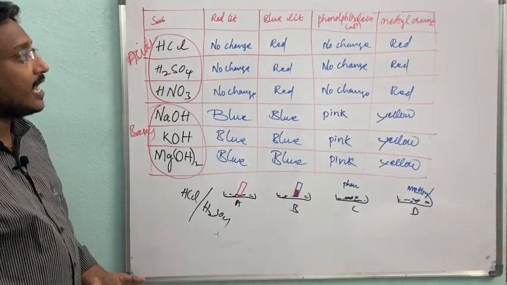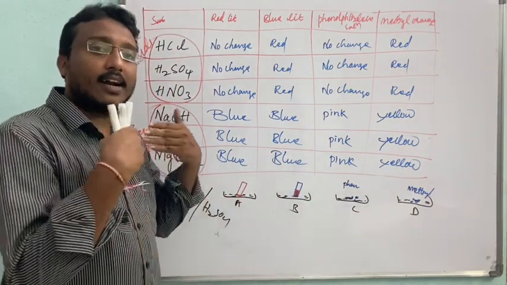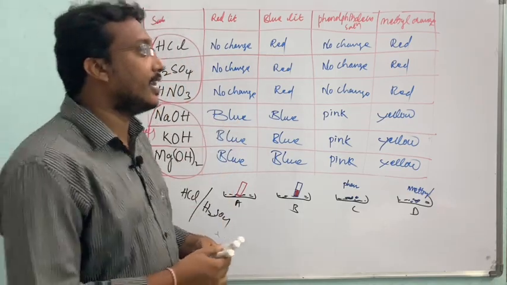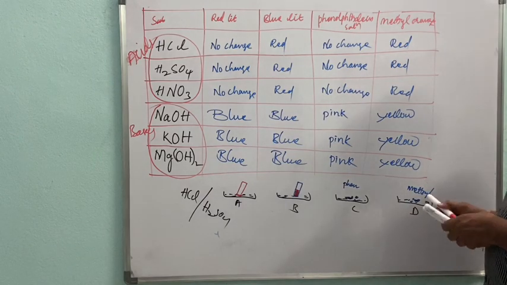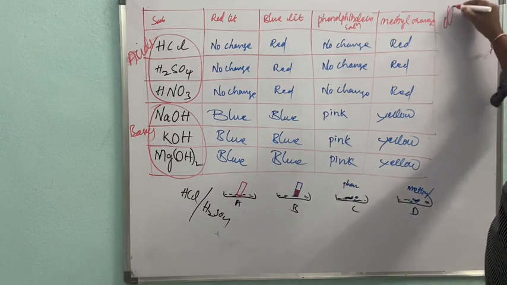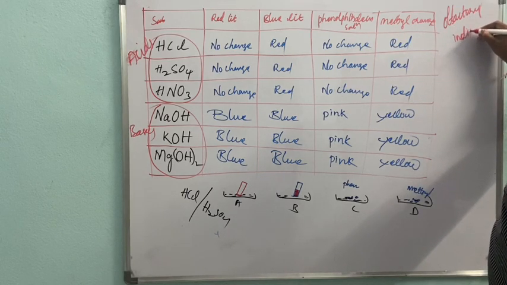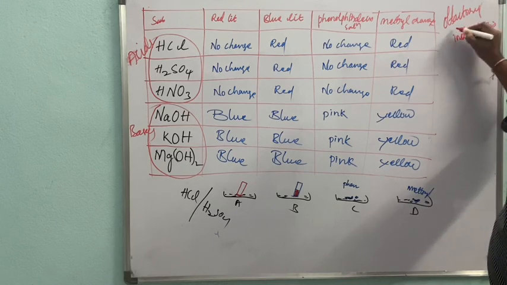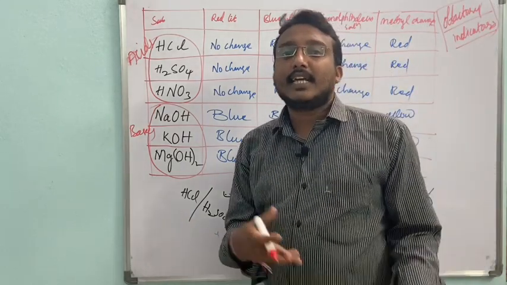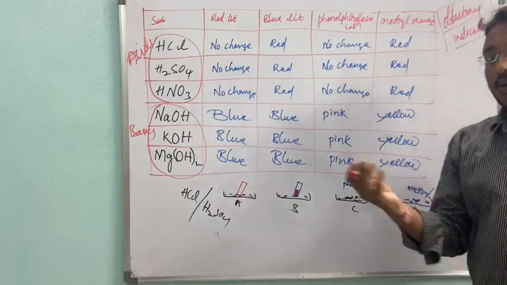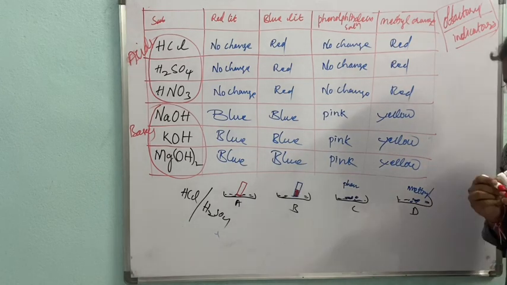And not only this, some substances change their odor. Such kind of indicators, when we add them to acid or base, change their odor. The indicators which can change their odor when added to acids or bases are called olfactory indicators. Sir, how can we do that activity, sir?